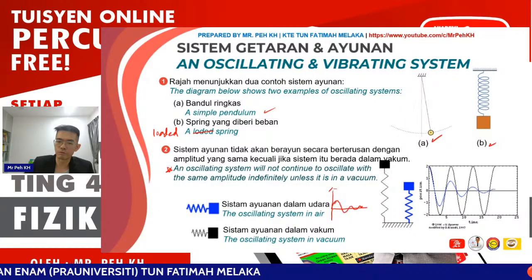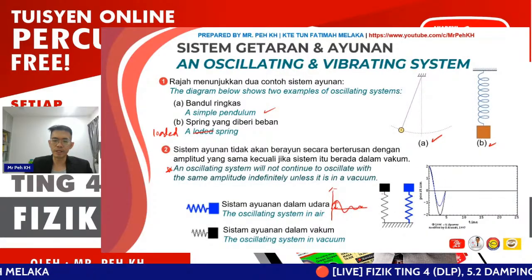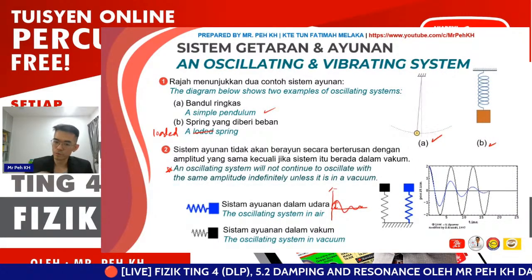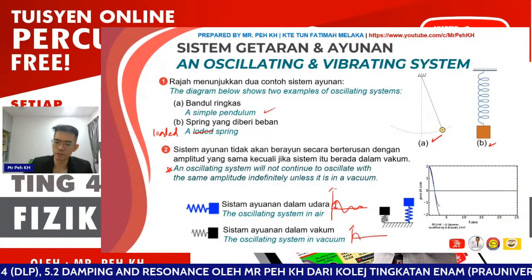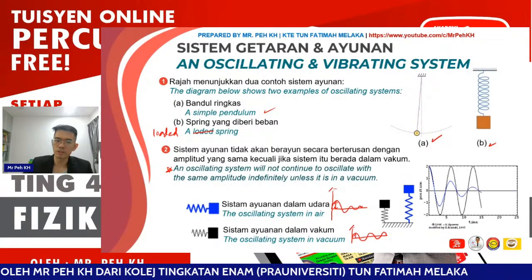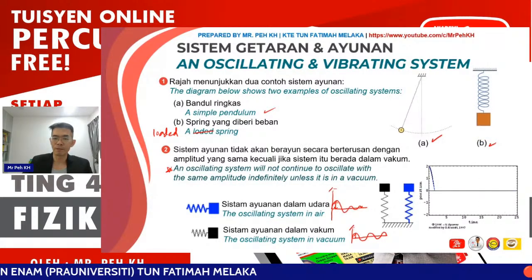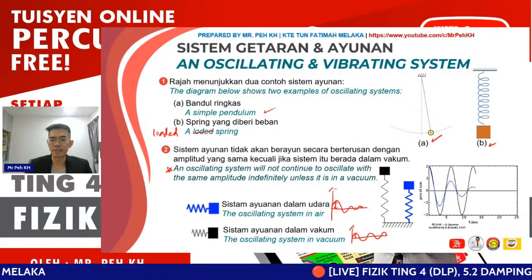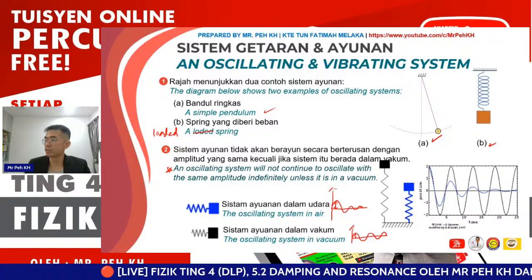Amplitude is referring to here. Then for the black color, the oscillating system is conducted in a vacuum. You can see the amplitude does not change. It's always the same. So these are the meanings of sentence number 2, where an oscillating system in actual condition, conducted in air, will decrease in amplitude unless the oscillating system is conducted in vacuum condition.